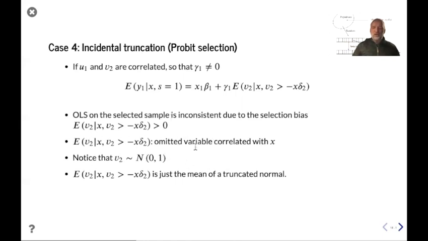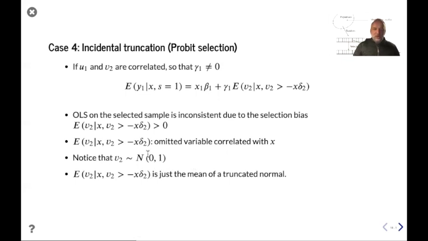You can also think of it as an omitted variable. If you did just plain OLS of y1 on x1, then you have this additional variable that you're not controlling for. What does that depend on? Well, it depends on x. What happens when we have omitted variables that are correlated with x? Well, then you get omitted variable bias.